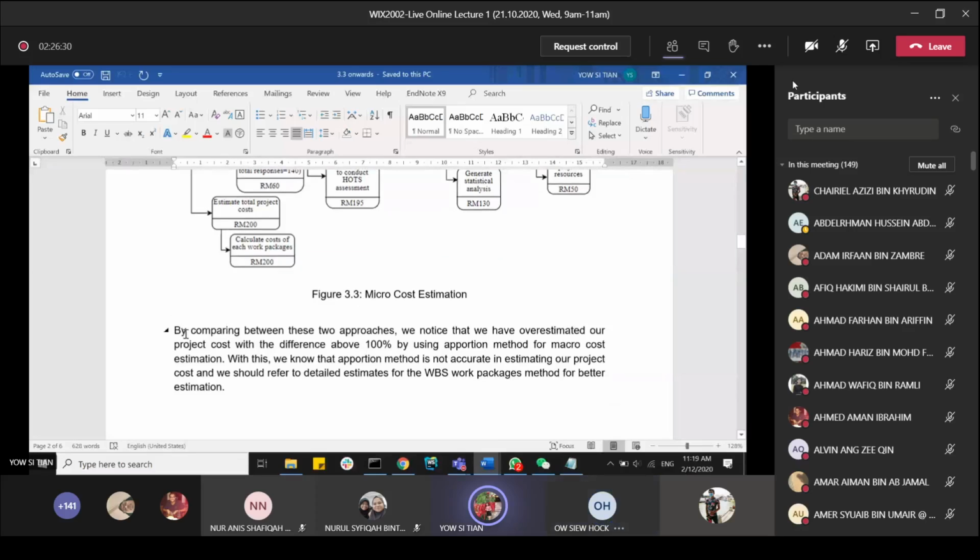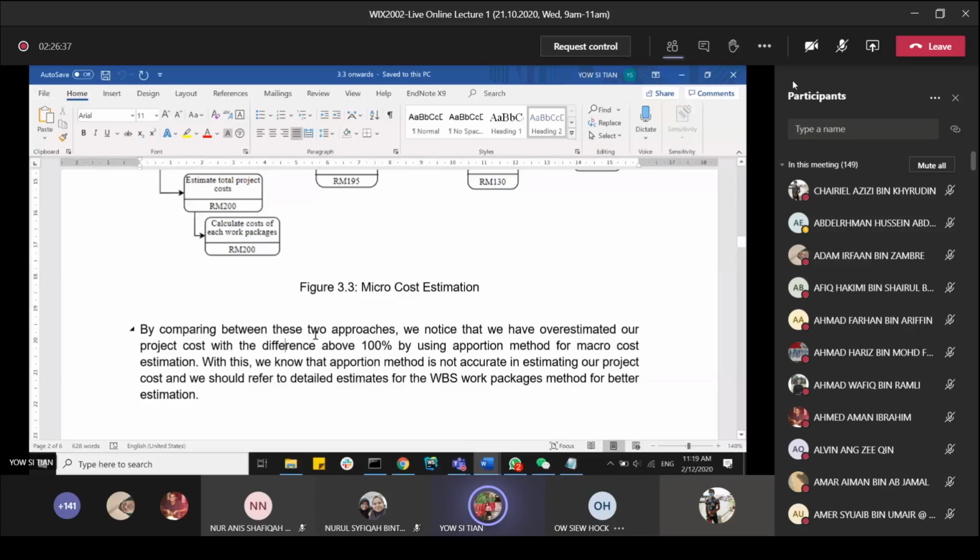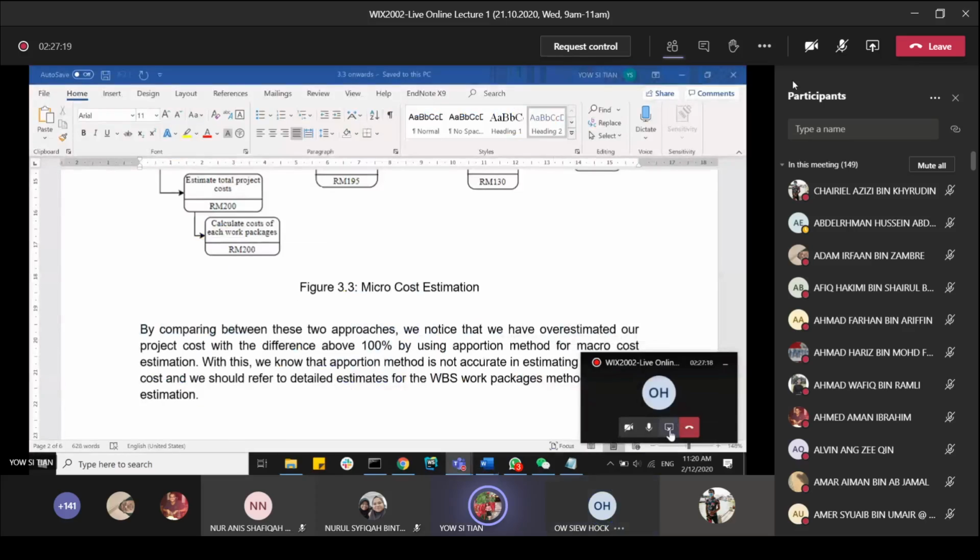Okay now, for this last question. By comparing between these two approaches, we notice that we have overestimated our project cost with the difference. Later I will change this by using the apportion method. So is it the correct way for me to come up with this conclusion? Yeah, because you feel that you overestimated. You thought that the macro approach is not so accurate. The micro is accurate. You underestimated using the WP approach. It's the reverse. Actually, you underestimated, not overestimated, in the micro approach. Okay. Understand now? Thank you.